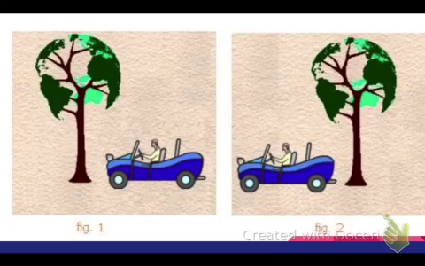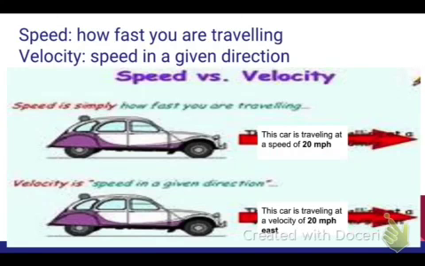All right, moving on. The next thing we're going to talk about is speed versus velocity. This is something that you're familiar with. Speed is how fast you're traveling. If you look at the first car, it says speed is simply how fast you're traveling. This car is traveling at a speed of 20 miles per hour. Or he was walking 1 mile per hour. Or she was running 15 miles per hour.